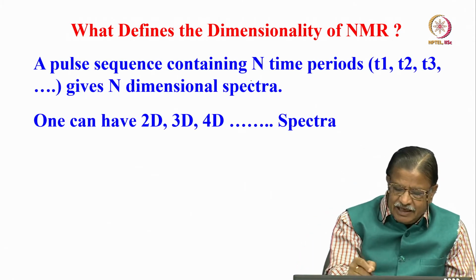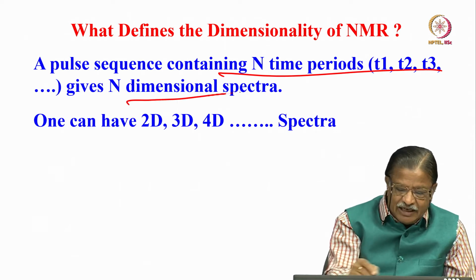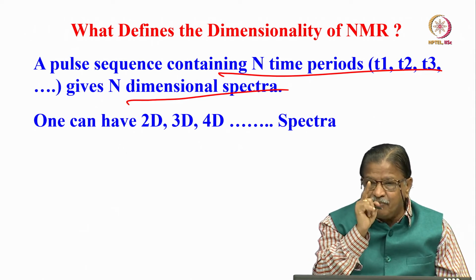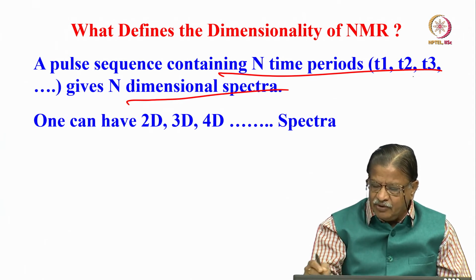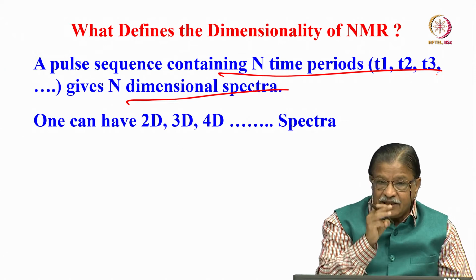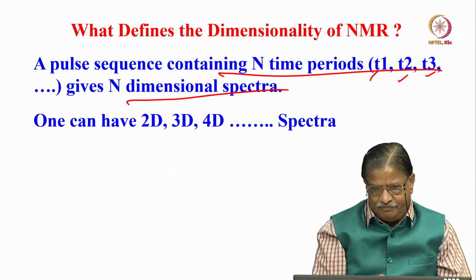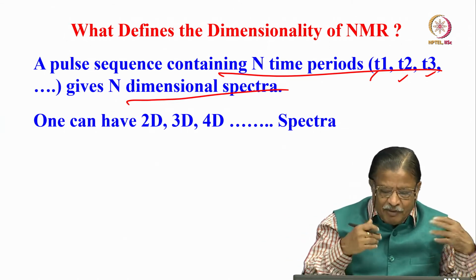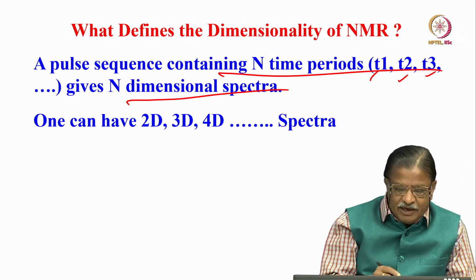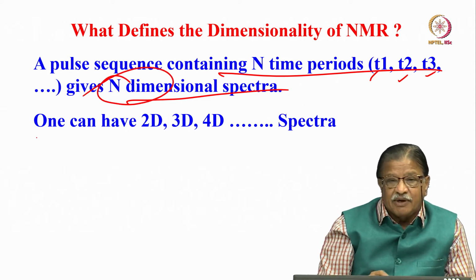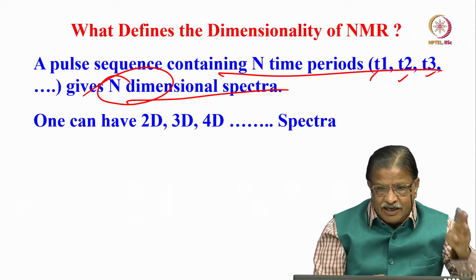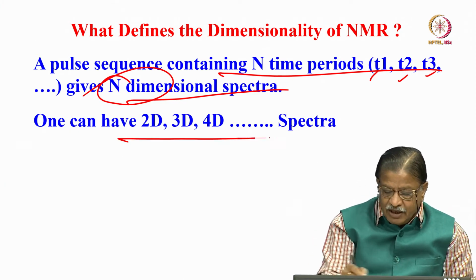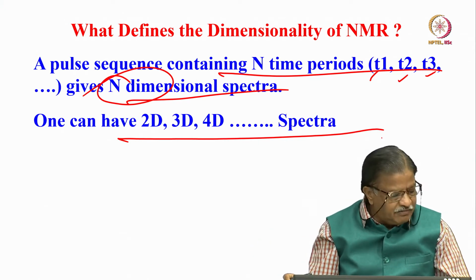A pulse sequence containing n time periods gives an n-dimensional NMR spectrum. Remember, a pulse sequence containing n time periods, like T1, T2, T3. Previously we saw for 3D, three time periods T1, T2, T3 were there. You can have more, T4, T5, T6, no problem. Depending upon the number of time periods, you get that many dimensional NMR spectra. So, for 3 time periods you get a 3D spectrum, for 4 time periods you get a 4D spectrum. So, you can have 2D, 3D, 4D, ND spectrum, that is possible.